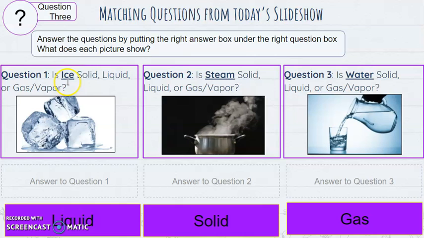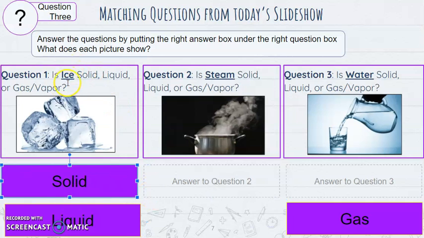Question 1. Is ice solid, liquid, or gas / vapor? Well, if it hits your head hurts, so it is ice. So it's solid, sorry. Wow, I just said ice is ice. Great job.